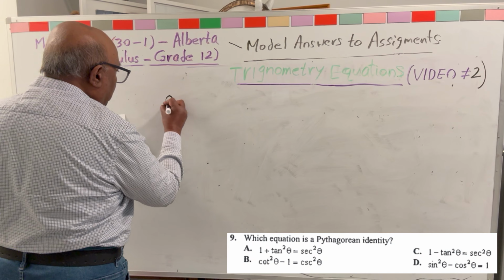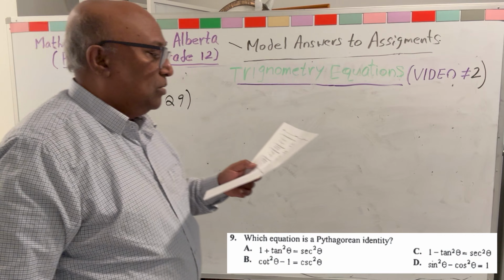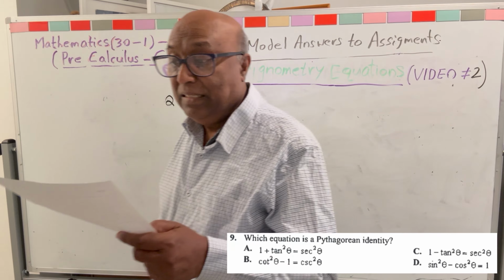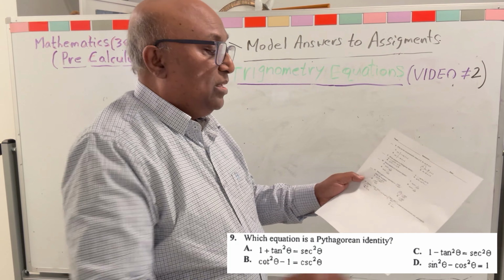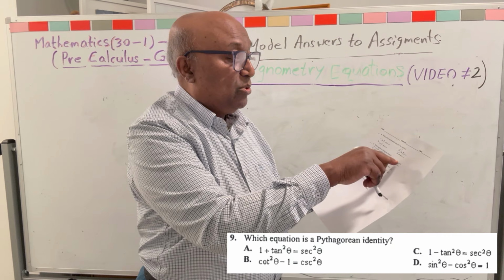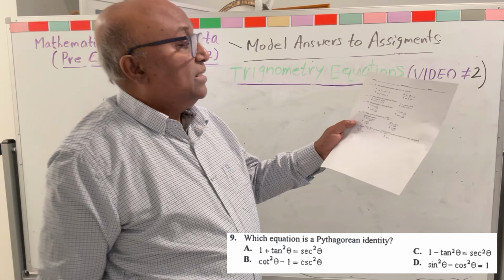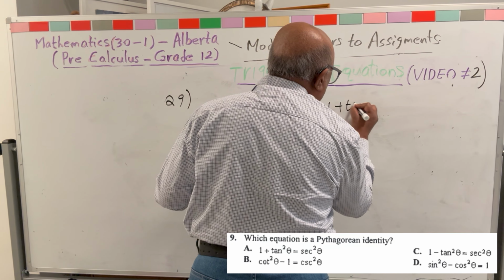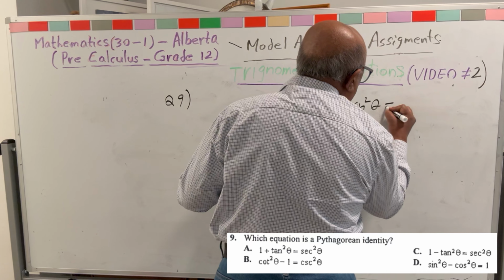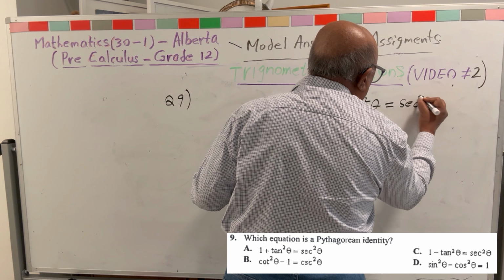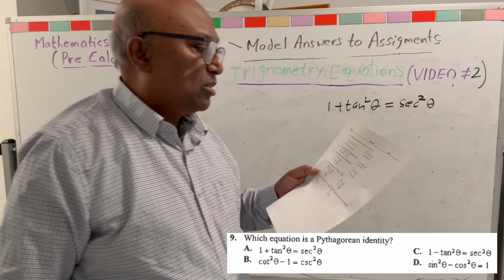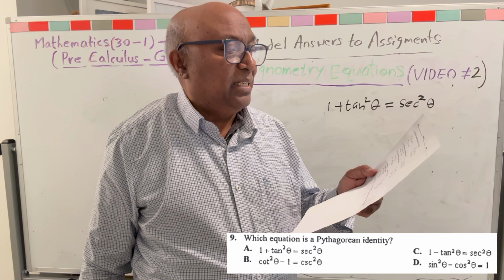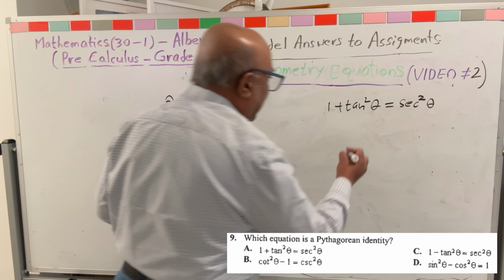Number 9. Okay, that is pretty straightforward. Which equation is a Pythagorean identity? Okay, out of this, we don't have to waste our time writing. Straight away, the Pythagorean identity is A: 1 plus tan square theta is equal to secant square theta. We don't have to analyze the other ones because the question is asking only for one option. Which equation is a Pythagorean identity? That means option number A.